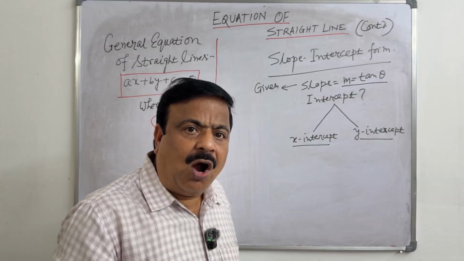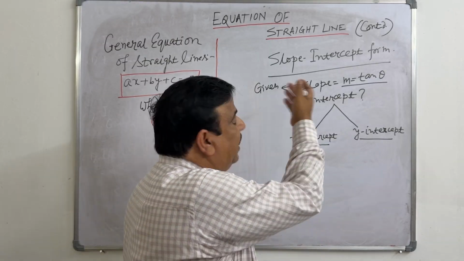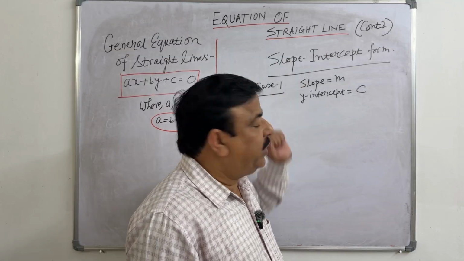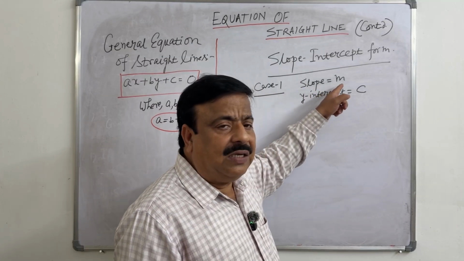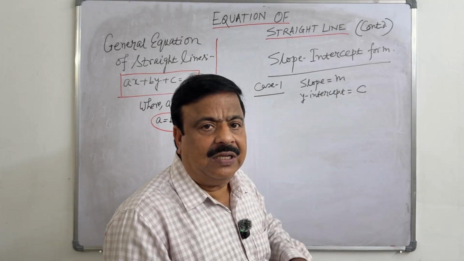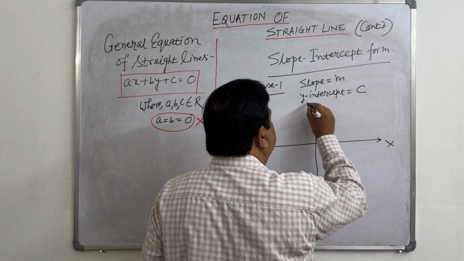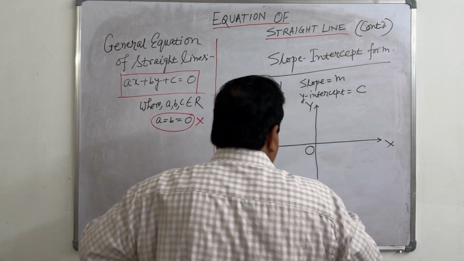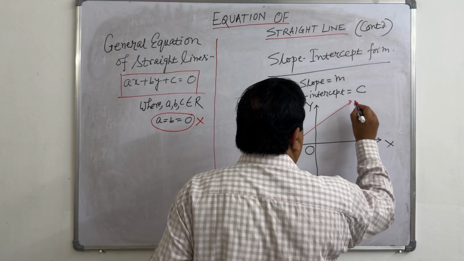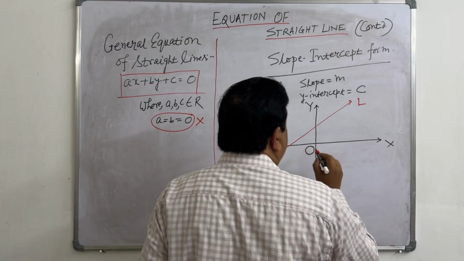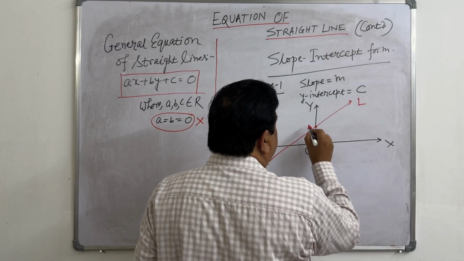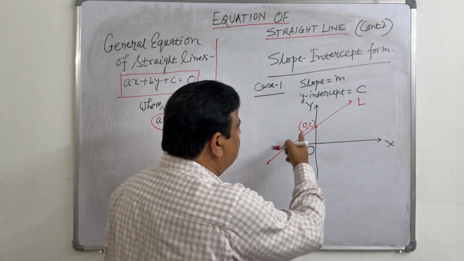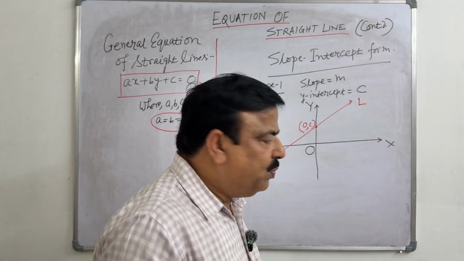Let us see how to find the equation of any straight line in slope-intercept form. There are two cases. First case: the slope of the line is m and the y-intercept is c. What does it mean? This is your x-axis, this is the y-axis, and here is your origin. Say I have to find the equation of this line L, which cuts the y-axis at the point (0, c), because the y-intercept is given as c.